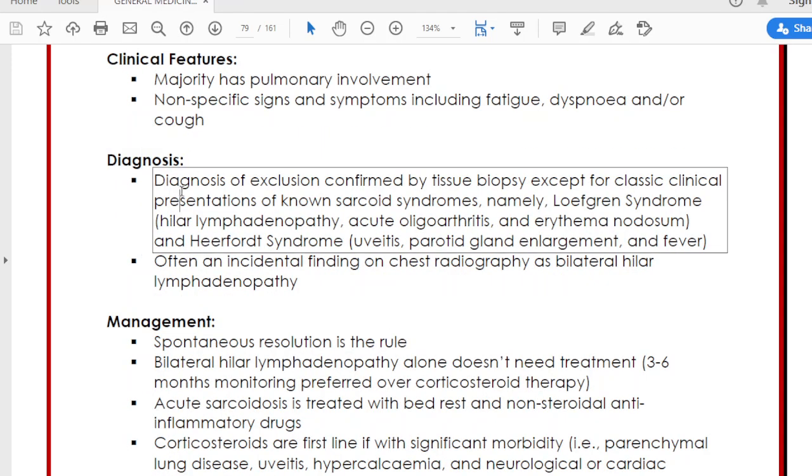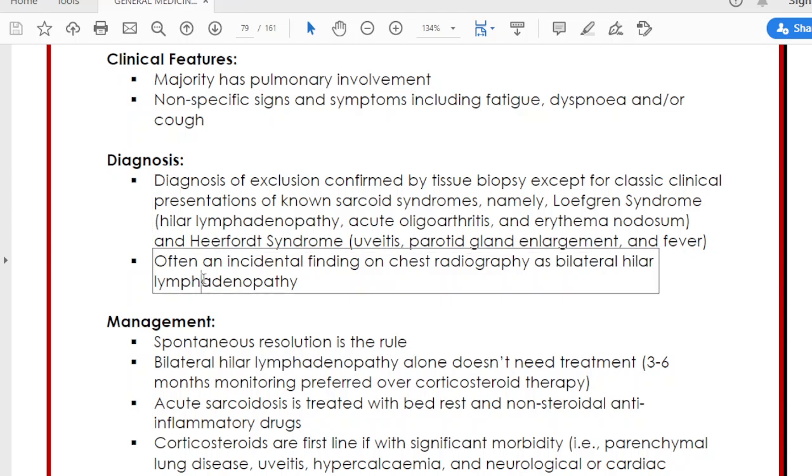Diagnosis: diagnosis of exclusion confirmed by tissue biopsy, except for classic clinical presentations of known sarcoid syndromes, namely Löfgren syndrome, hilar lymphadenopathy, acute oligoarthritis and erythema nodosum, and Heerfordt syndrome, uveitis, parotid gland enlargement, and fever. Often an incidental finding on chest radiography as bilateral hilar lymphadenopathy.